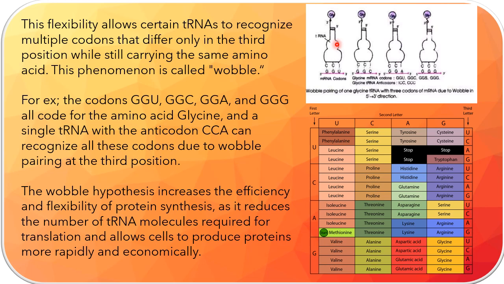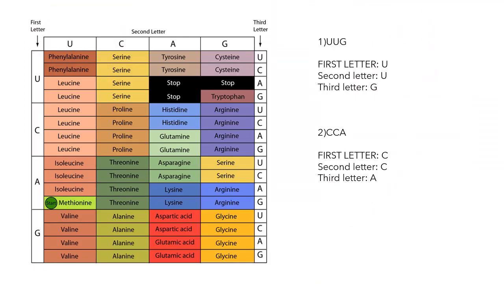Okay, so this is the Wobble hypothesis. Now the Wobble hypothesis increases the efficiency and the flexibility of protein synthesis as it reduces the number of tRNA molecules required for translation and allows cells to produce proteins more rapidly and economically. Okay, so why is there the Wobble hypothesis? Because it reduces the number of tRNA molecules required for translation and thus allows cells to produce protein more rapidly and economically. That's the reason why Wobble hypothesis is important, and that is the reason why we study it in our theory.